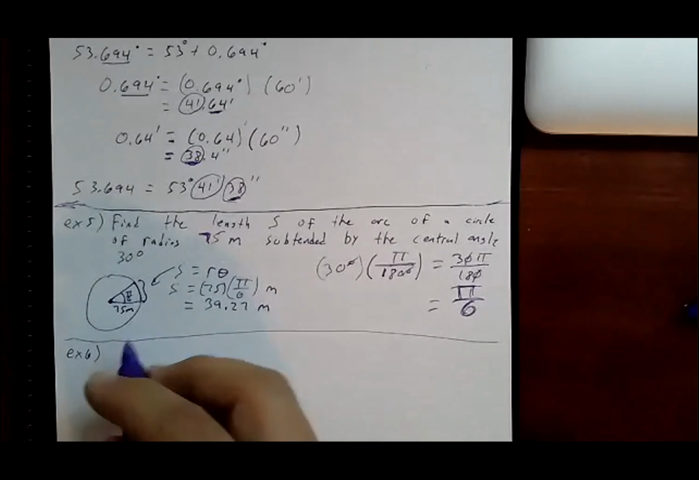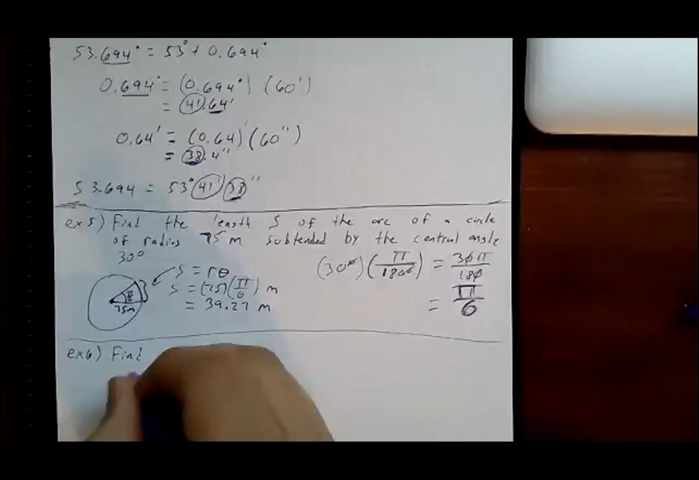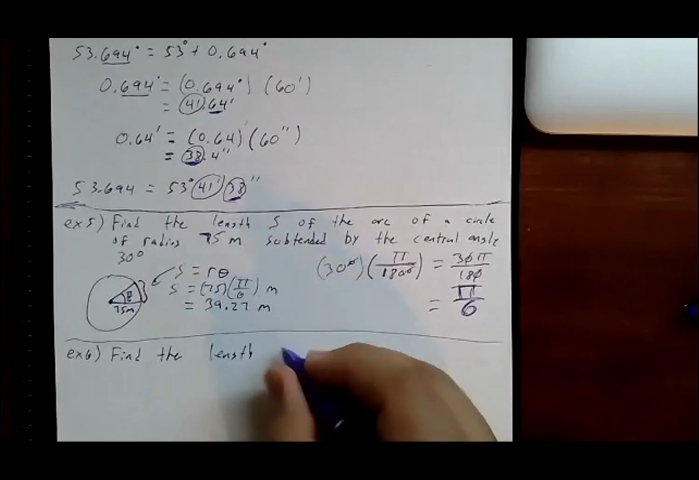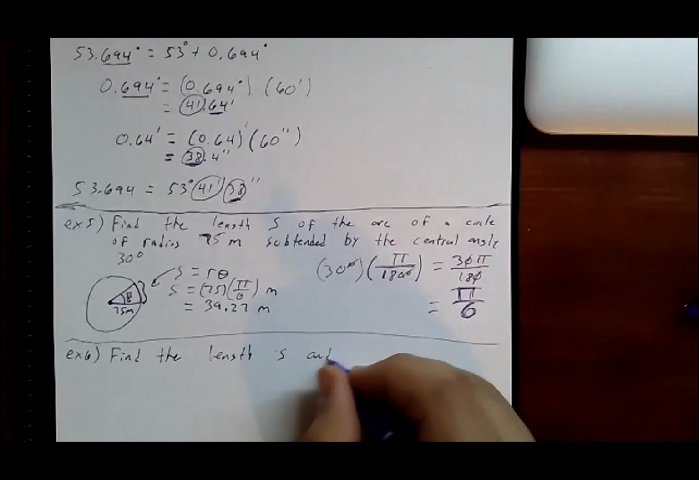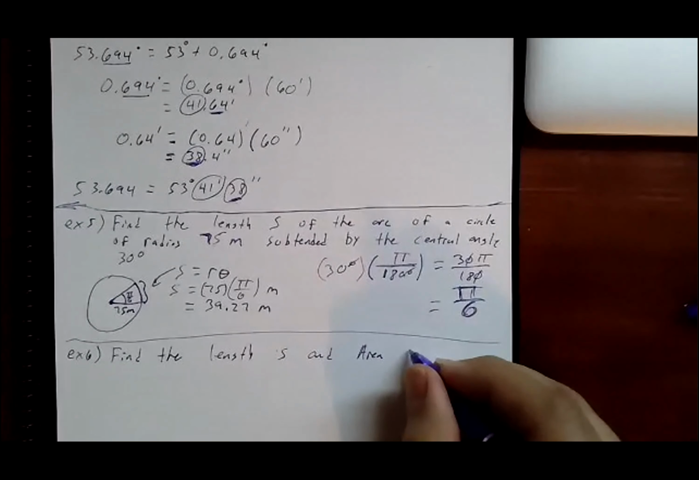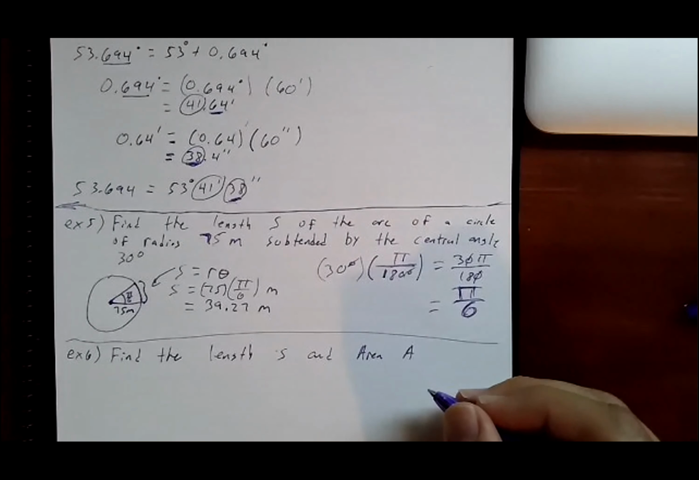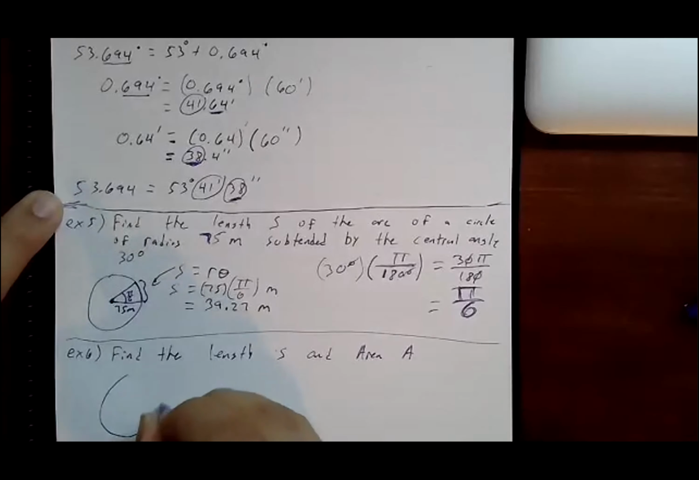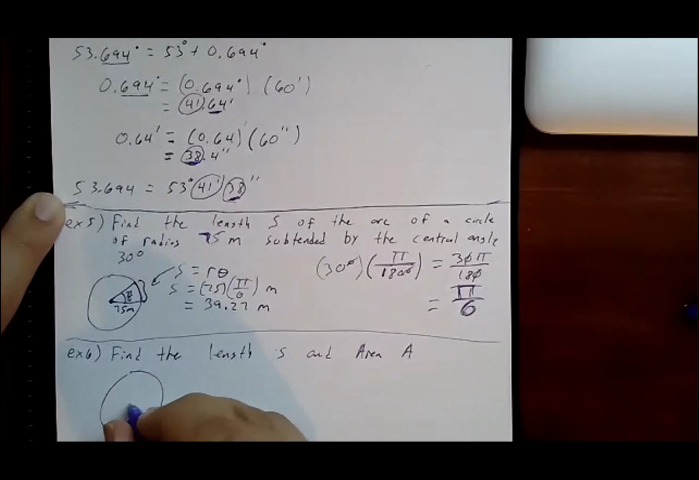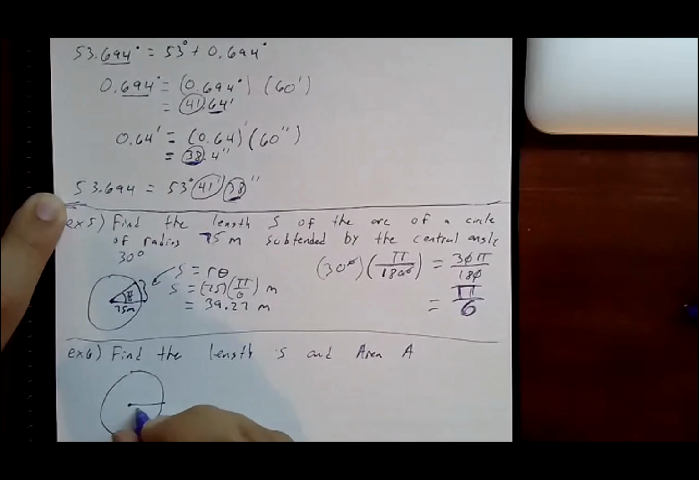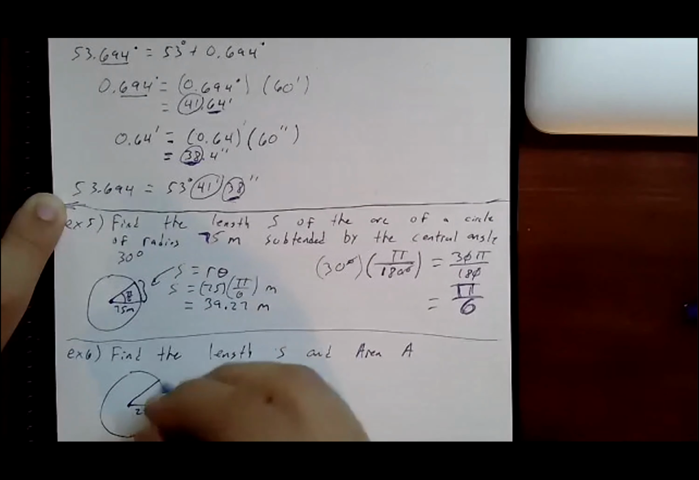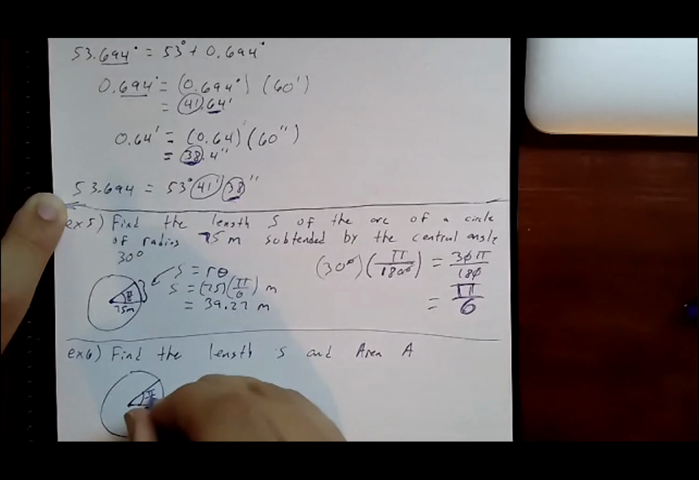Let's do one or two more examples, and then we'll take a short break. Find the length S and area A. This time we give you a picture, I guess. This is 2 feet. This angle is pi over 4.